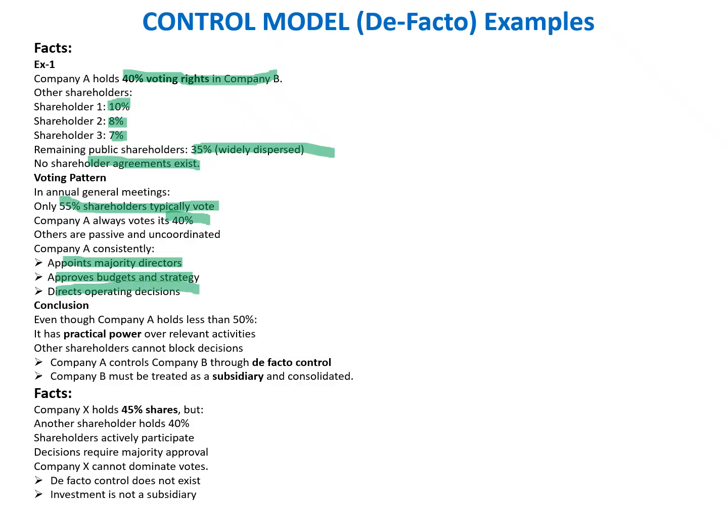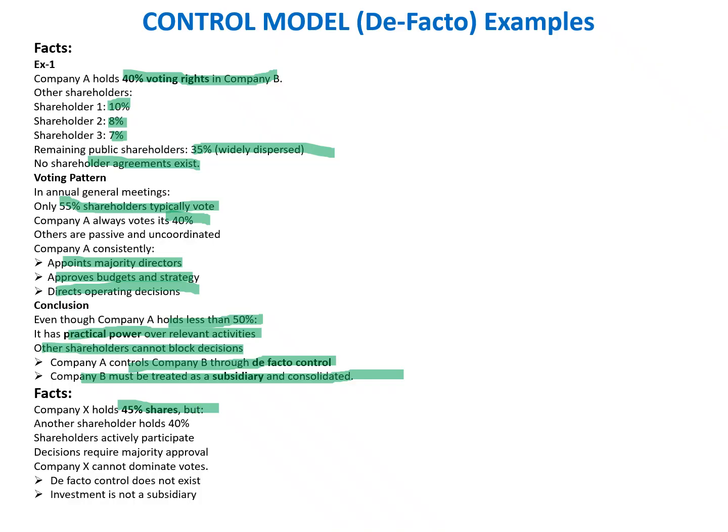So the conclusion is what? Even though company A holds less than 50%, it has practical power over the relevant activities. Other shareholders cannot block decisions. And in this case, company A controls company B through de facto control, and company B must be treated as a subsidiary and consolidated. And consolidation should happen as per the procedure of Ind AS 110. Company A should report group numbers by consolidating company B as a subsidiary. Now we'll take another example.